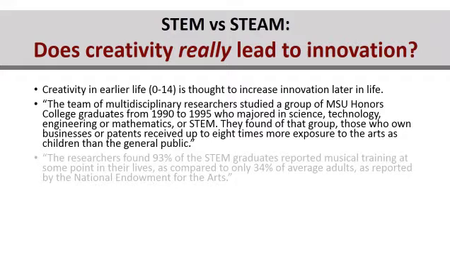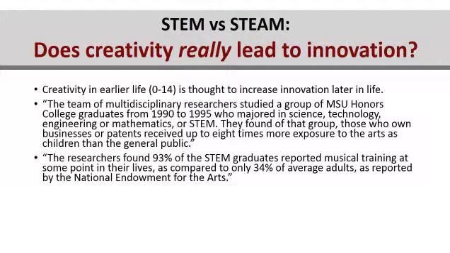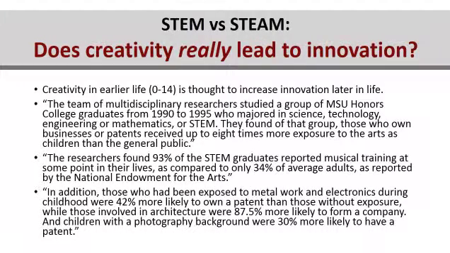The researchers found 93% of the STEM graduates reported musical training at some point in their lives, as compared with only 34% of average adults as reported by the National Endowment for the Arts. In addition, those who had been exposed to metalwork and electronics during childhood were 42% more likely to own a patent than those without exposure, while those involved in architecture were 87.5% more likely to form a company, and children with a photography background were 30% more likely to have a patent.